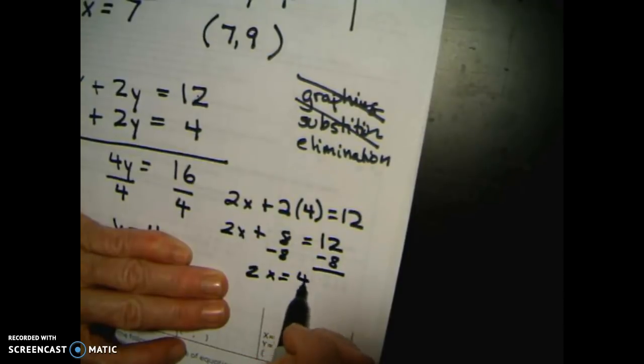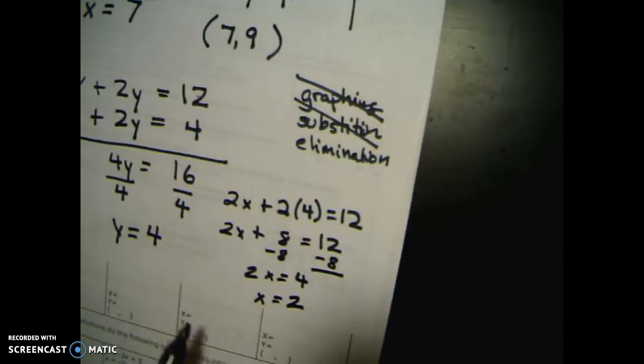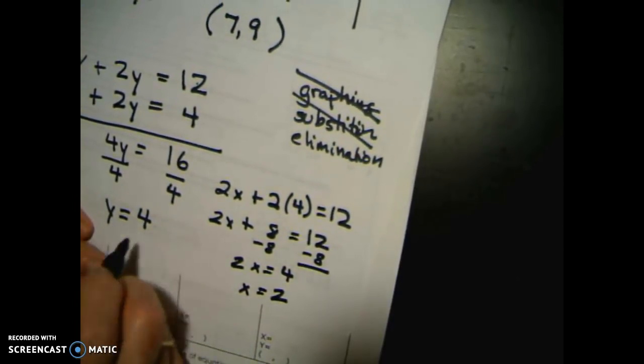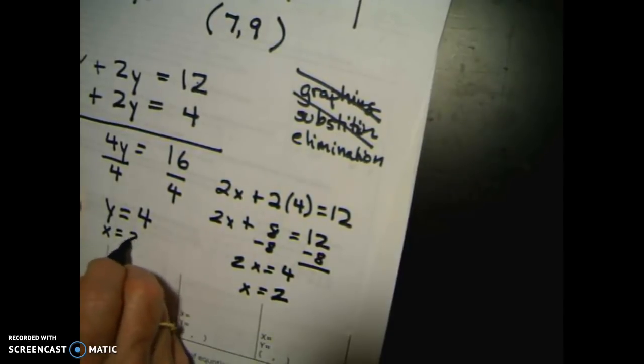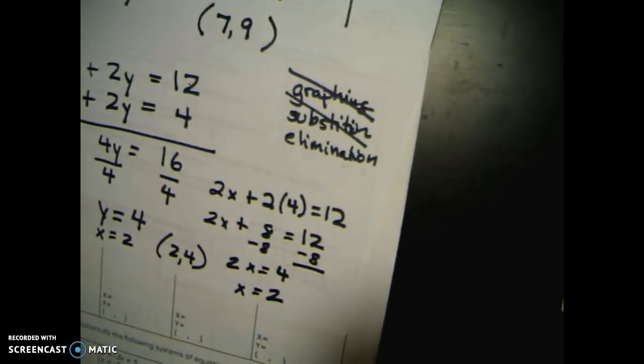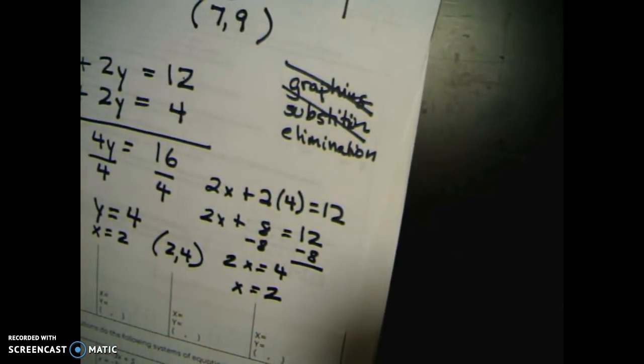2x equals 4, x, once again, equals 2. So in this particular case, y equals 4, x equals 2, and my point would be 2, comma 4. Okay, that's 2 squares out of your tic-tac-toe.